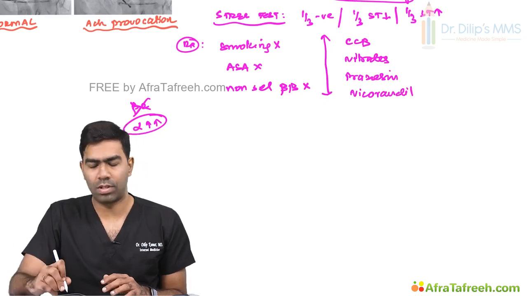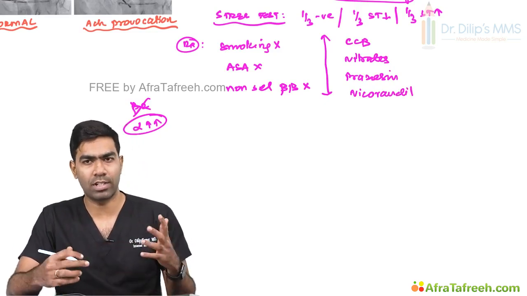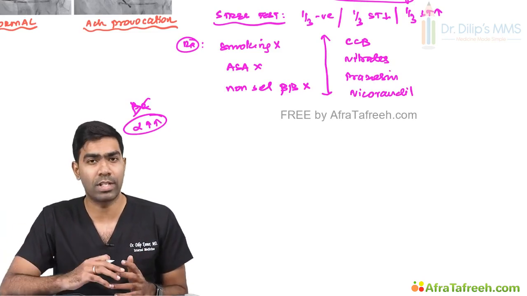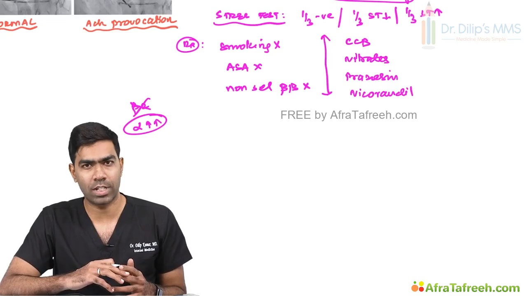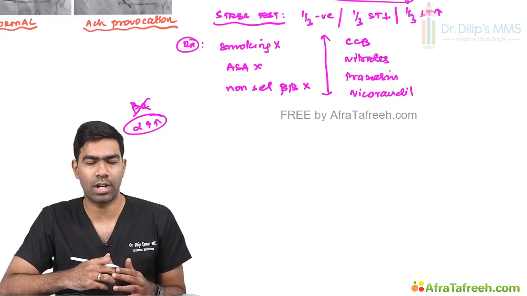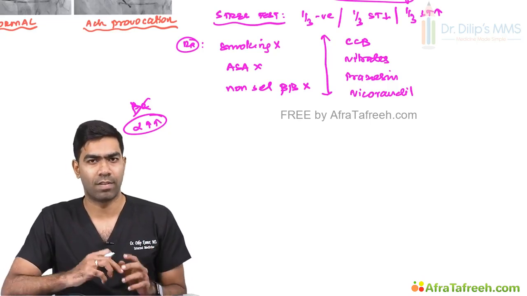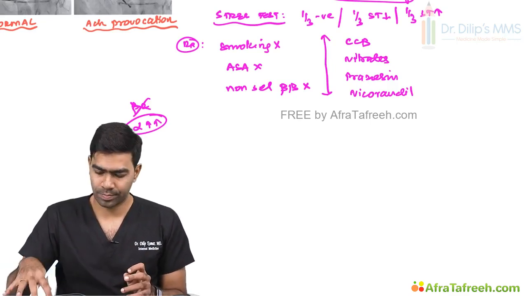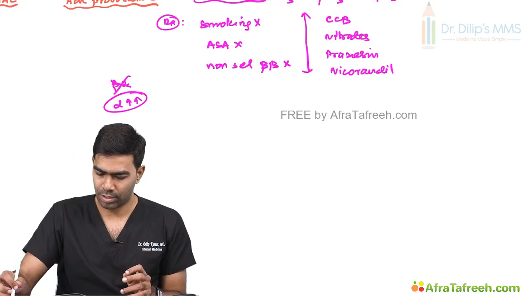Nicorandil also works on the potassium ATP channels, even though it has a dual mechanism of action, which we will be discussing subsequently. It works on the potassium ATP channels, causing hyperpolarization and lesser calcium entry, causing vasodilation of the coronary vessels. It's an anti-anginal drug.